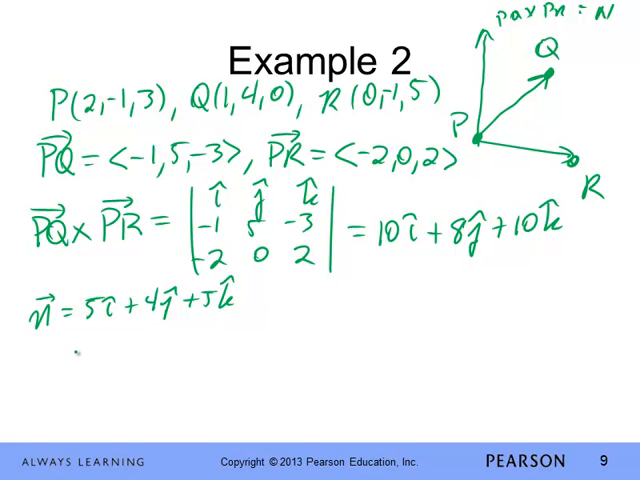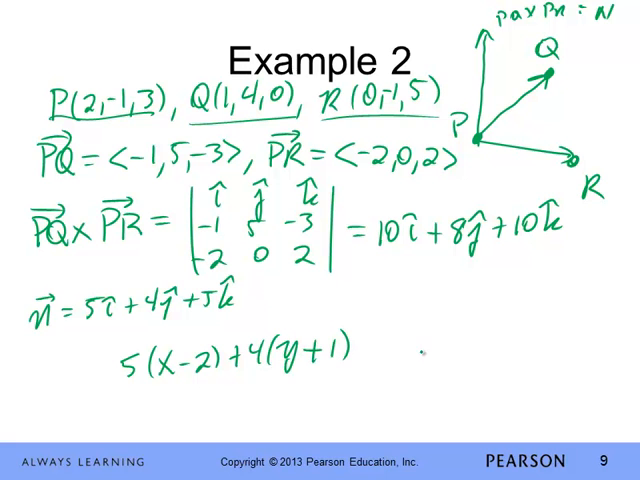Okay, and then we could choose any one of these 3 points. Any point will do. Let's use P. So we're going to now write 5 times (x minus 2) plus 4 times (y minus negative 1) plus 5 times (z minus 3) is equal to 0.